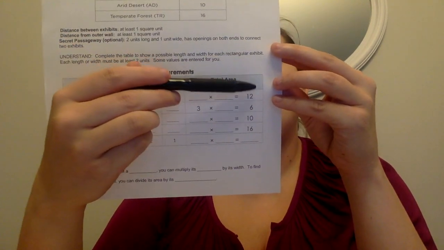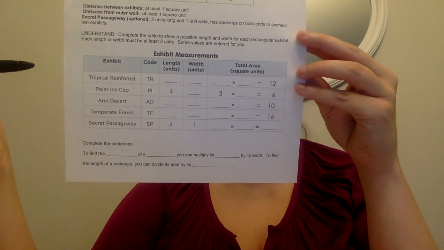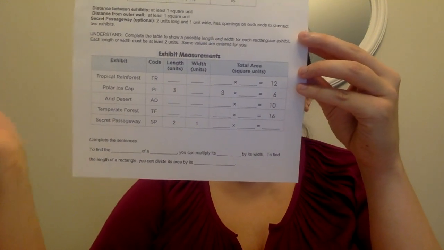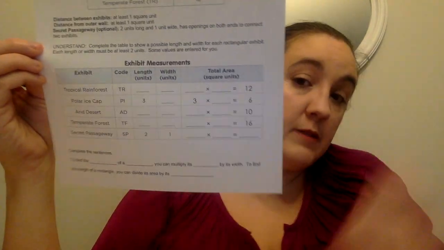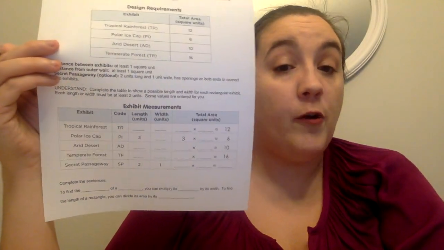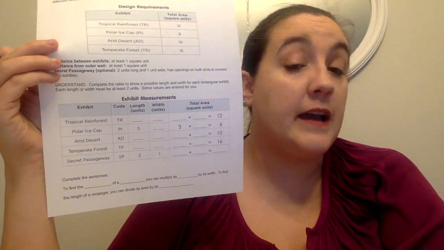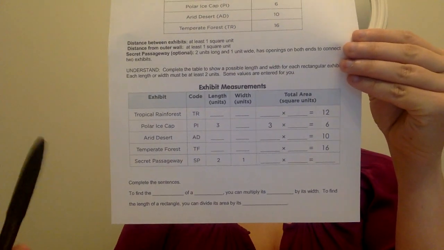Okay, so we already know the total area of each of our exhibits, and they've listed those for us. And to get area, you guys remember our area formula? We've talked about it several times in school. Our area formula is always length times width. So let's just talk through this chart.